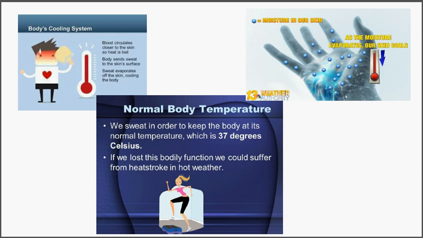Body's cooling system. Just to look at this, the blood circulates closer to the skin, so heat is lost. The body sends sweat to the skin surface. Sweat evaporates off the skin, and in this sense it cools down the body. And again, the body temperature should be somewhere between 36 and 37 centigrade. And the body tries to do anything to try and get you there.